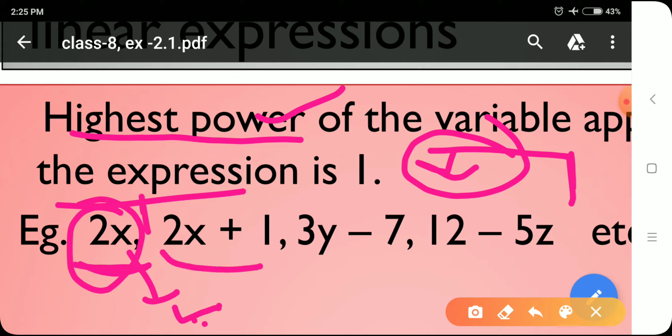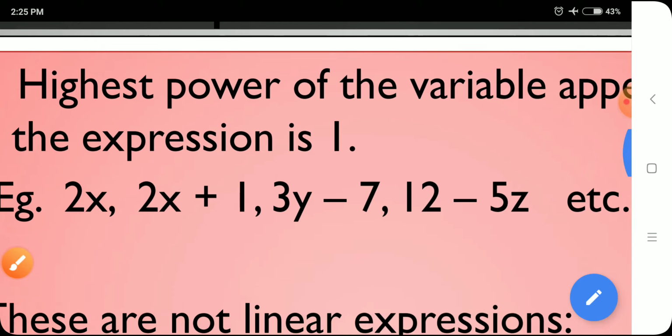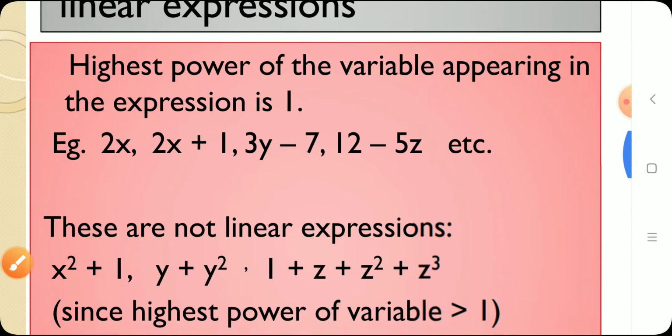Another example, 2x plus 1: the variable is x and its power is again 1, so it is also a linear expression. Another example, 3y minus 7: the variable is y and its power is 1, so that is also a linear expression. Next is 12 minus 5z: the variable is z and its power is 1, so this is also a linear expression. All are examples of linear expressions.